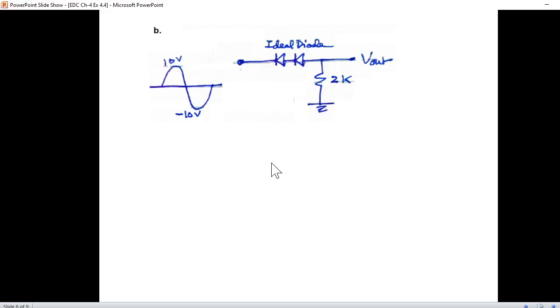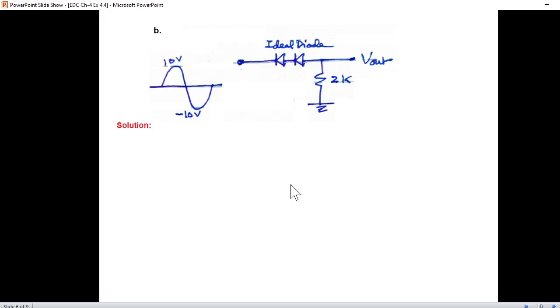Now let's see part B of the question. What they have done is they have added two diodes, and from the previous circuit, the diode direction has been reversed. Now it is negative at the left and positive towards the right. So it doesn't make any difference. We'll just follow the same technique.